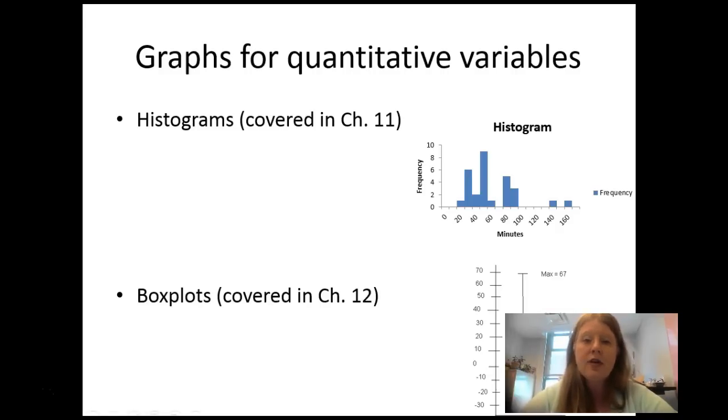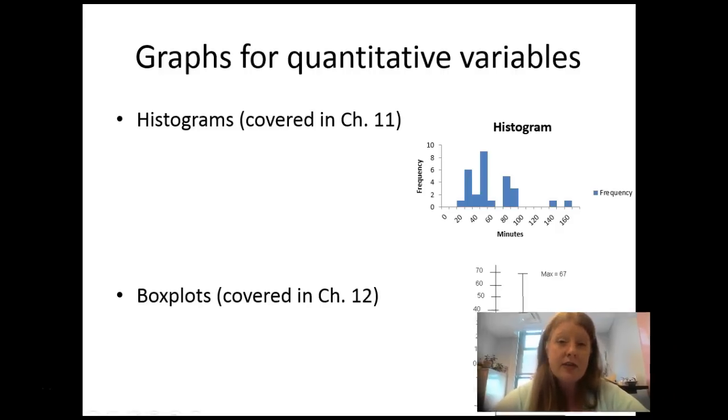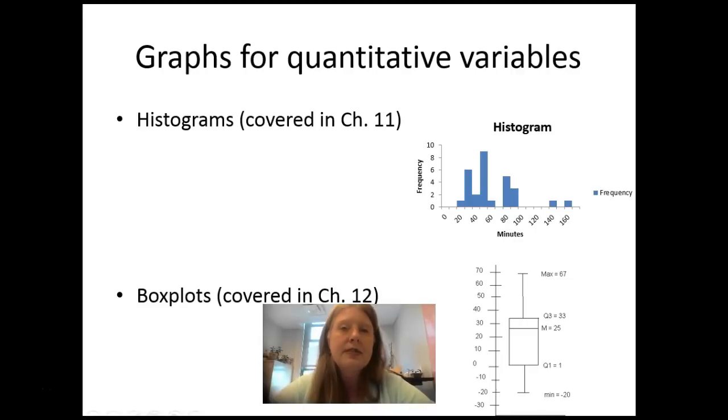Just quickly, a histogram will give you the full distribution. It'll show you all the different values. Remember, a distribution shows you the values that a variable takes and how often it takes those values, whereas a box plot is really just a quick summary of the data, so it's not showing you the full distribution.